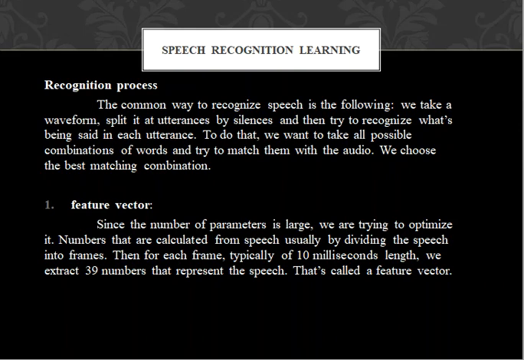First is feature vector. Since the number of parameters is large, we are trying to optimize it. Numbers that are calculated from speech, usually by dividing the speech into frames. Then for each frame, typically of 10 milliseconds length, we extract 39 numbers that represent the speech. That's called a feature vector.